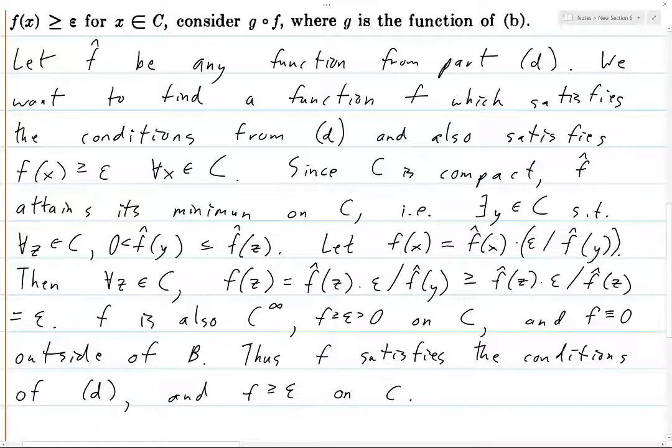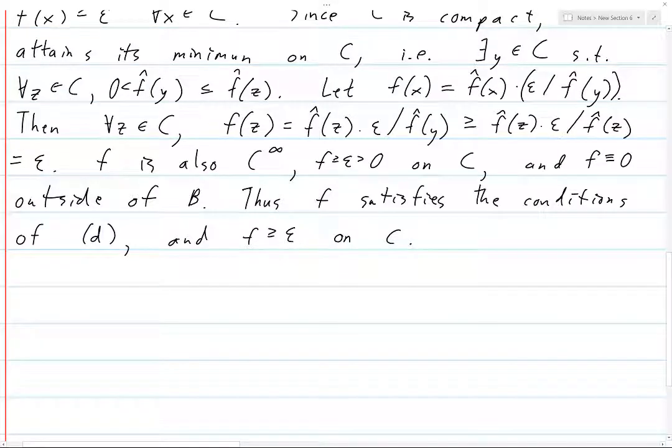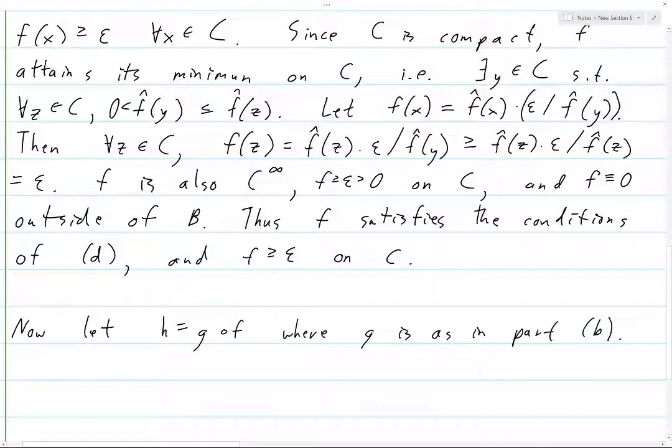Okay, so now let H be G of F, where G is as in part, let's see here, what part did it come from? Where G is the function of part B. And this is also bad because in part C we also used a function G, and that function G was used to define the function in part D.